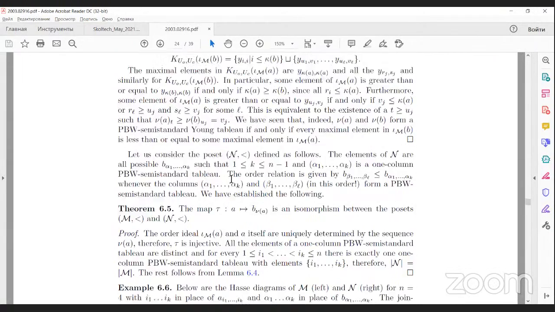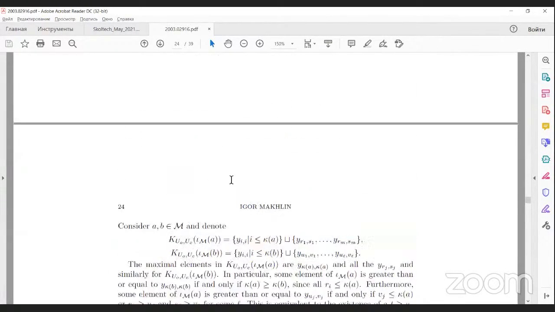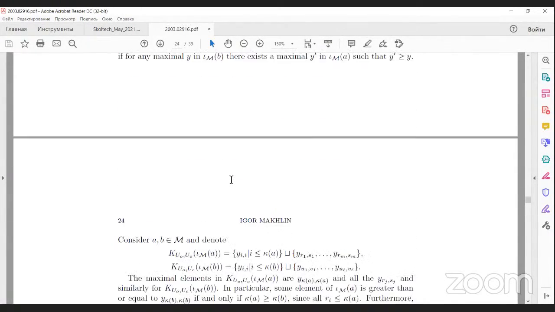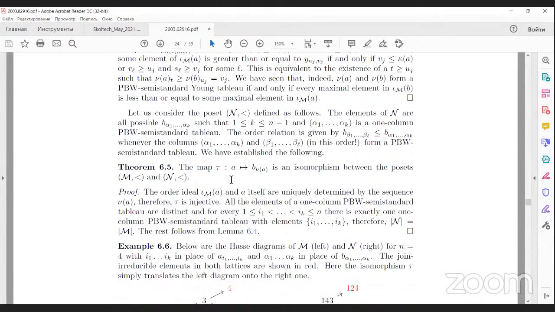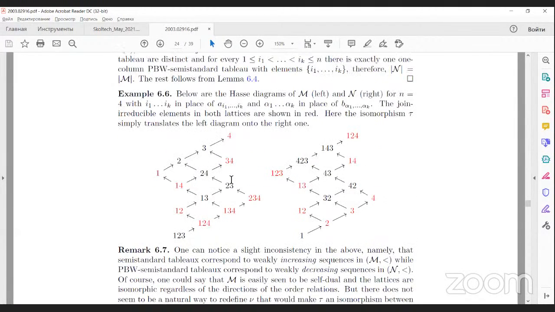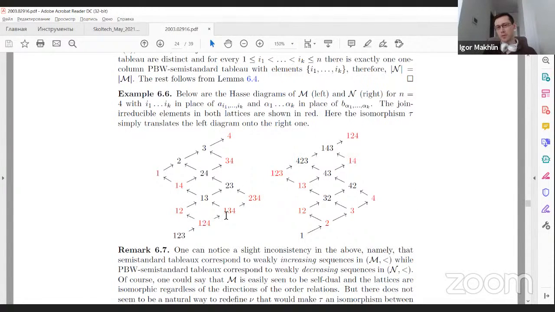Basically something like an order on Young diagrams. So to obtain the Young diagram, you have to take this element, write it down as a column, take the next element, write it down as a column, and so on.